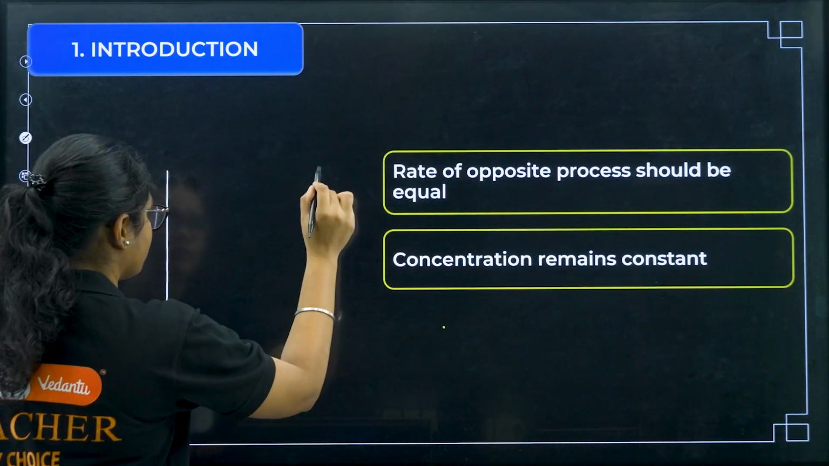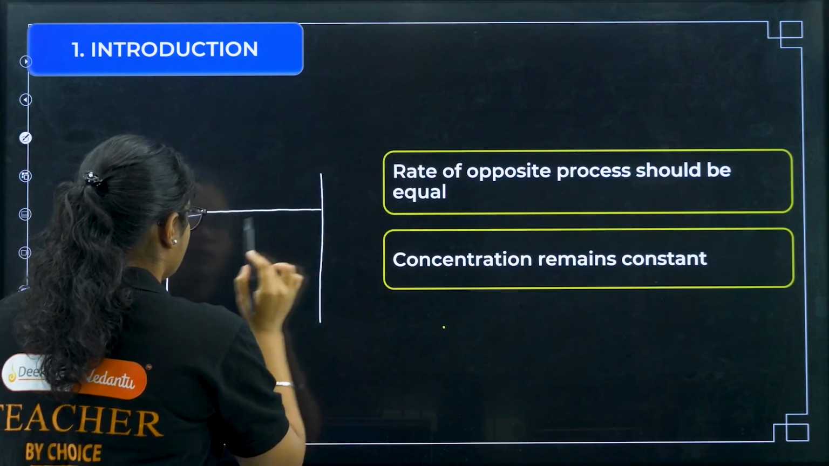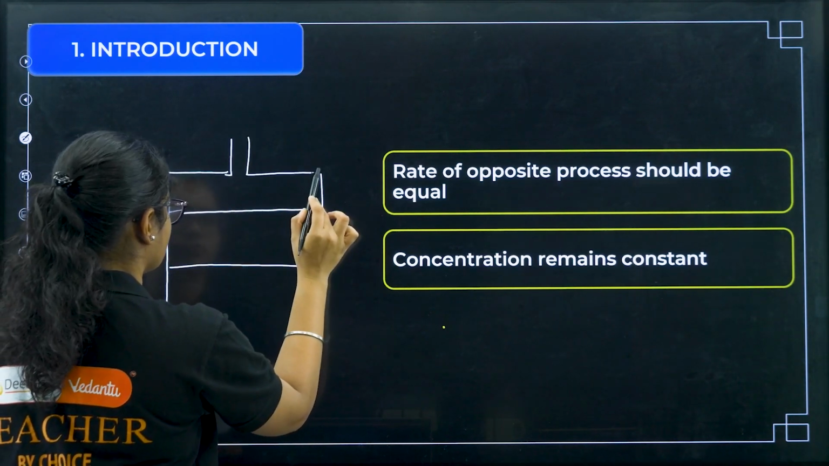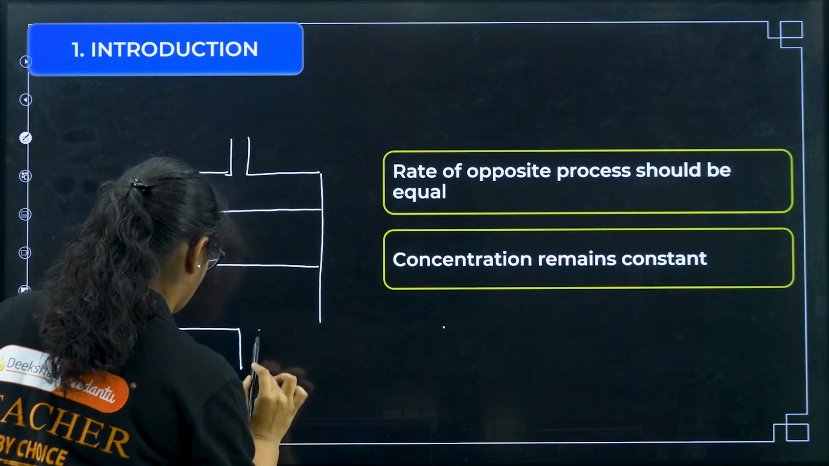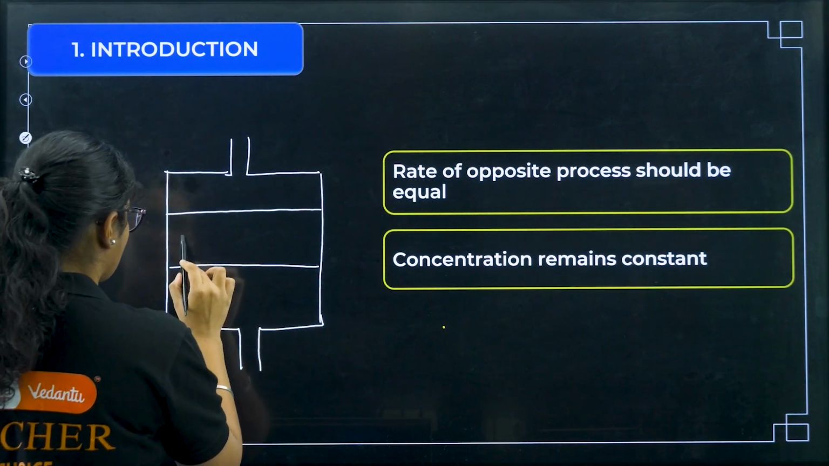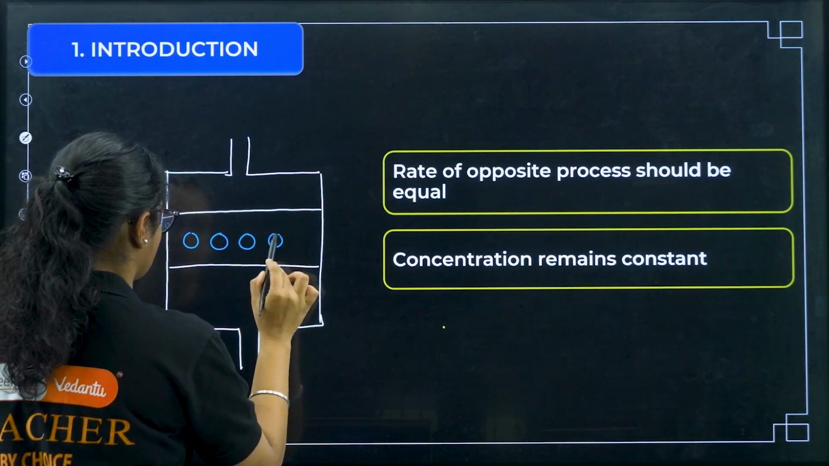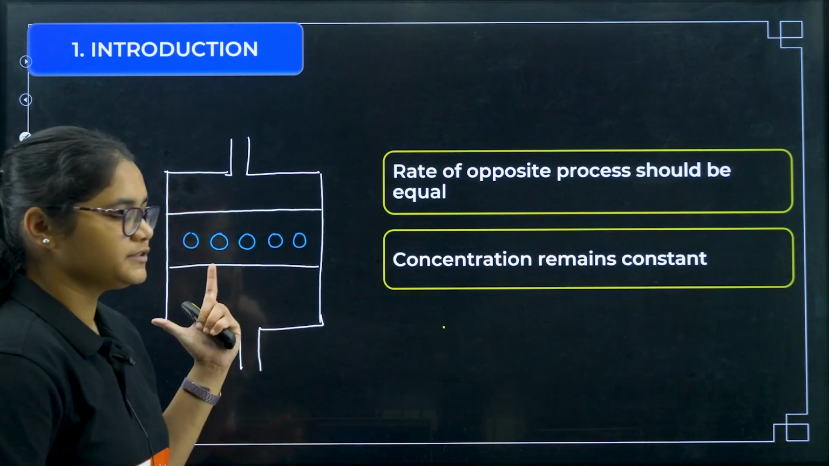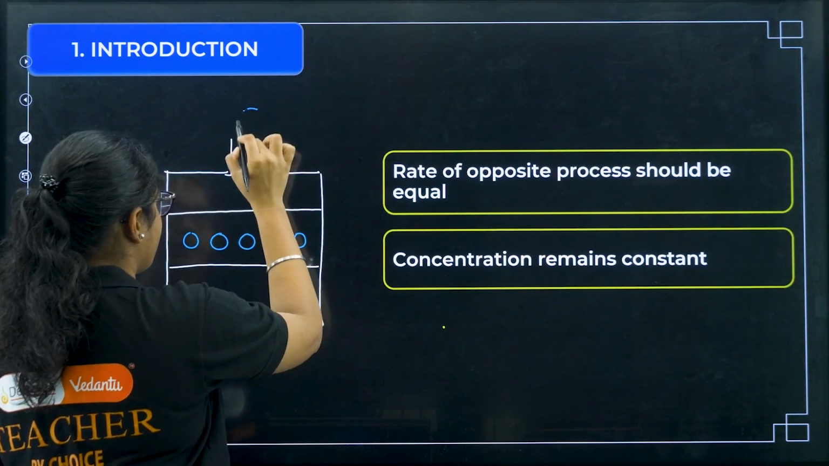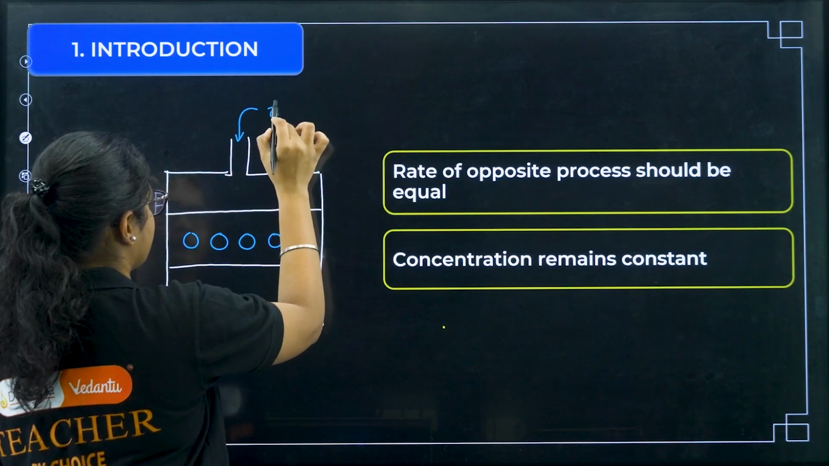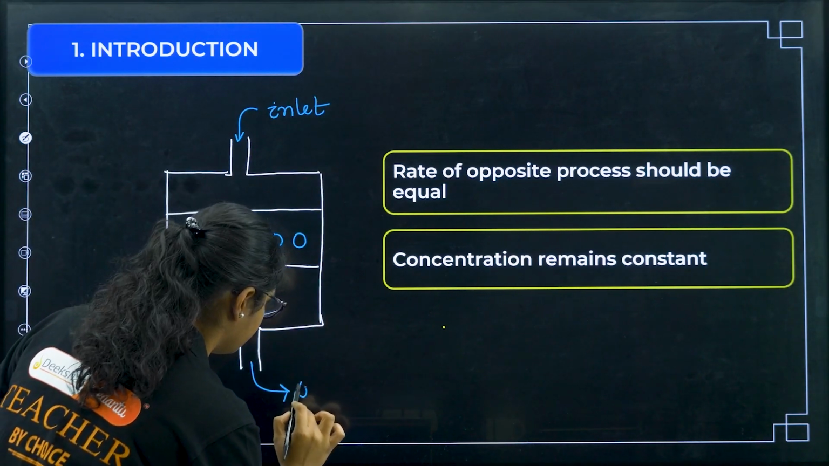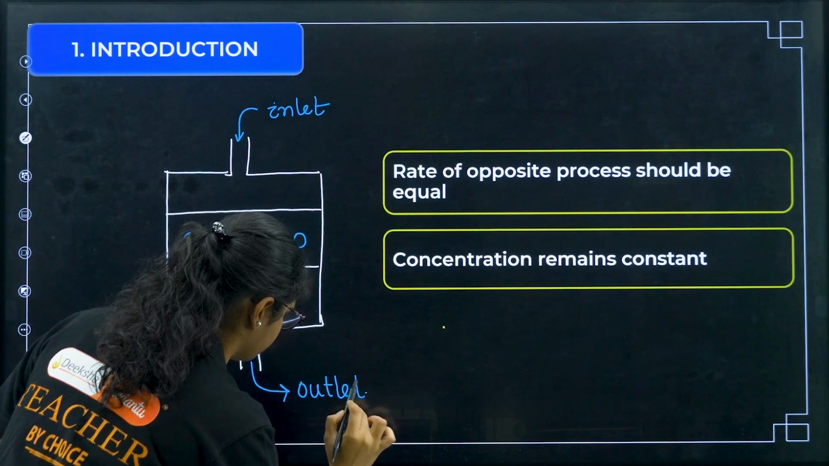Suppose you have a tank of water, and here you have one opening and here you have one opening. Now what happens? In this tank of water you have 5 molecules of water. Now what happens here? This is the water inlet, meaning water can enter from this side, and this one is the outlet. Water can go out from this side.